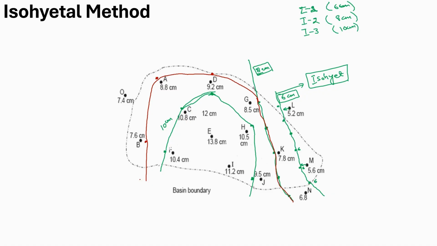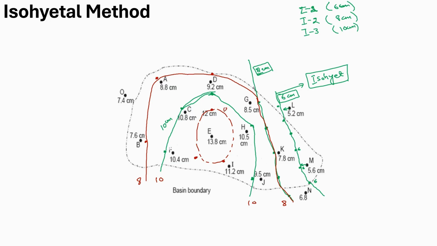of 8 centimeter. This is 8 centimeter, this is 8 centimeter, this is 10, this is 10. Now moving towards 12. So this is 11.2, 13.8. So let us say this is 12. This is 10.4. Moving towards this is 12. And again, this is 12. So connecting these in the form of a circle.